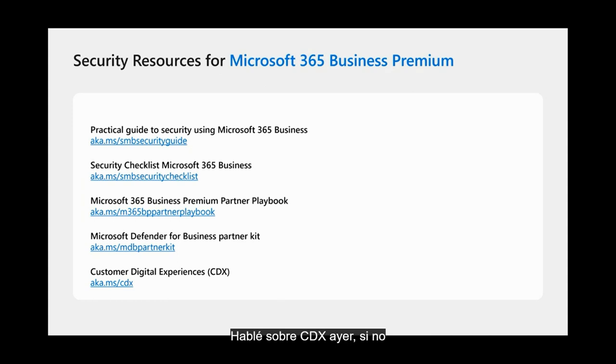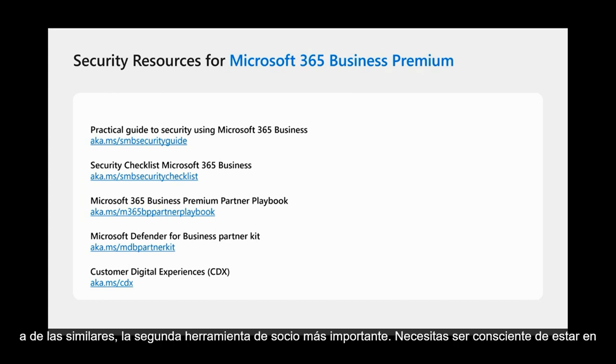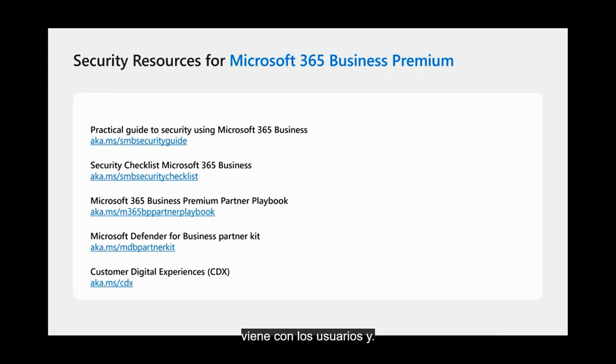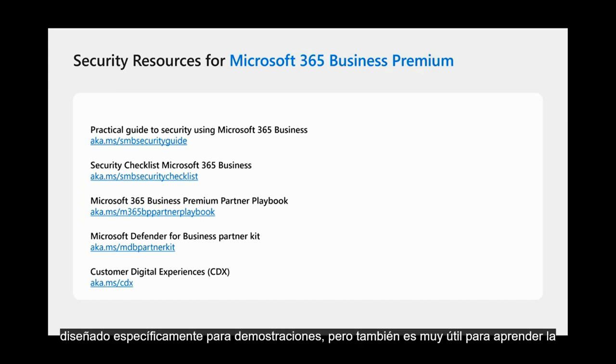I talked about CDX yesterday. If you're not using CDX, it's probably the second most important partner tool you need to be aware of. You can get two things from it. One, you can get software tenants. The tenants I was using today are CDX tenants, which are a 90-day trial of Business Premium or M365 E5. You can select from several of them. You can get MDB standalone there, a 90-day trial of that. But most importantly, it comes with users and data already preset for you. So it's purpose-built for demos, but it's also very useful for learning.